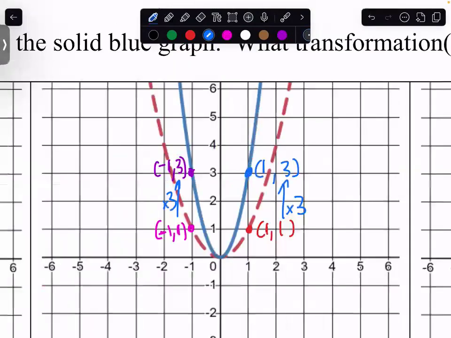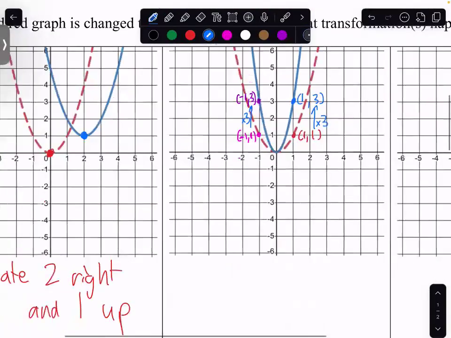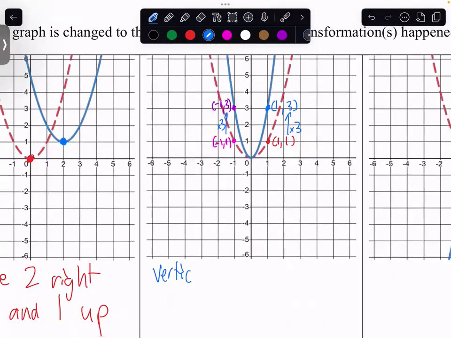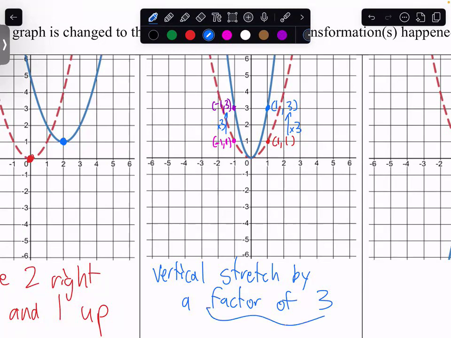Okay, so yeah, this one will be called a vertical stretch. Exactly. Okay, so I'll just tell you right now that whenever the factor is more than 1, you call it a stretch. So stretch by 2, stretch by 3, stretch by 5. You call it a compression when it's a fraction. So we'll see an example of that later.